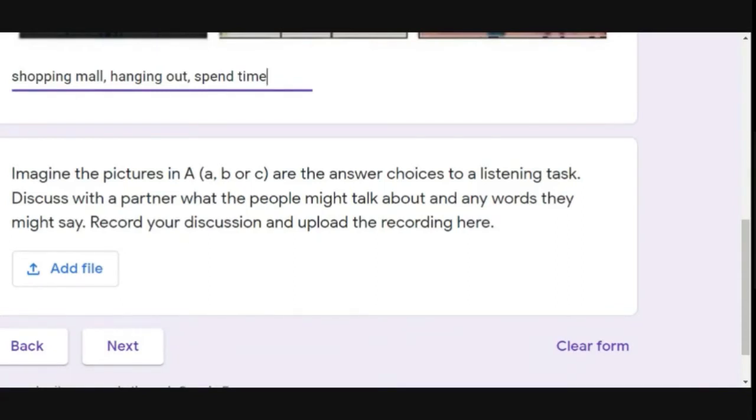record your discussion and upload the recording here. Okay, so look for a partner, can be a classmate, can be from another class, another school, or can be your family member, just any partner. Okay, so record your discussion and upload here.